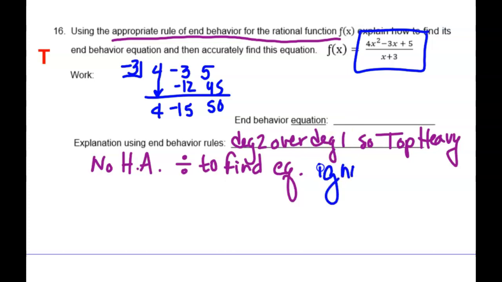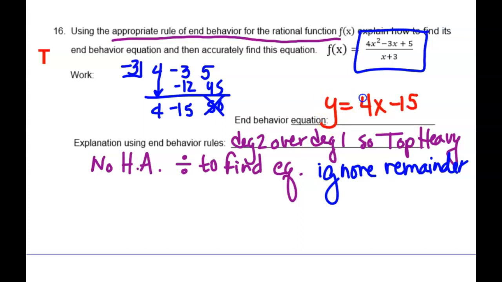It says on the sheet, ignore remainder. So this is your remainder, and the equation, guys, I think I have to grade it. If it's not an equation, you don't get full credit. It's a line is the end behavior. This is y equals 4x minus 15. Are you going to be okay with that? You remember that y equals? Because remember, if it was a horizontal asymptote, it would be like y equals 0 or y equals 5 or something. They're all an equation. All right.